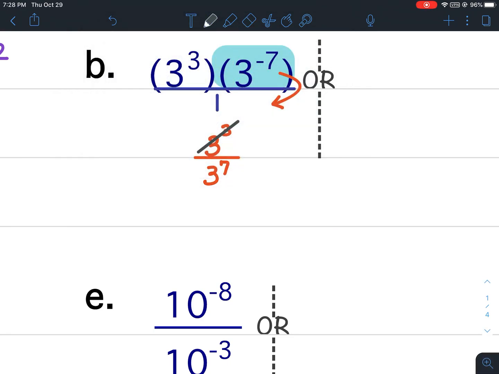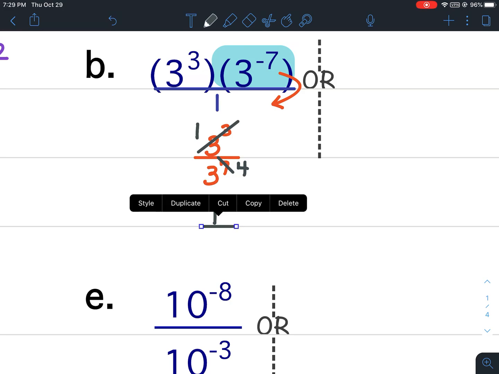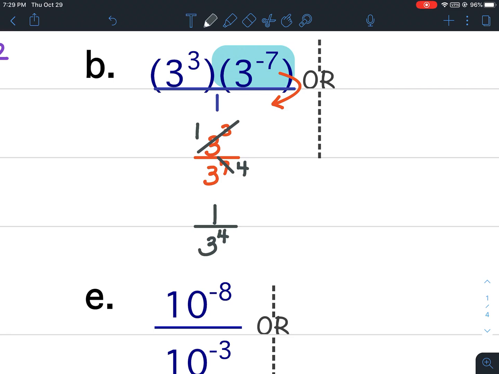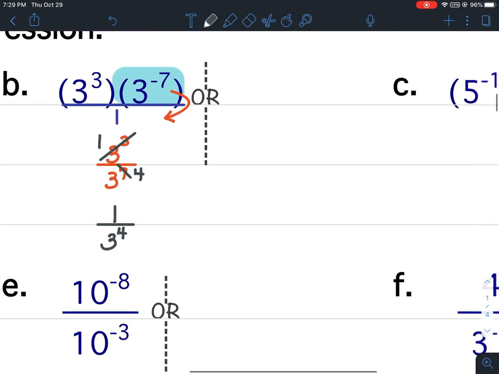So going back to this, I completely cross out the 3 to the third, and then subtract 7 minus 3 is 4. So this would then be a 1 on top, because there's nothing left on top. So I would have 1 over 3 to the fourth. That's one way of doing it. Let's look at the other way.